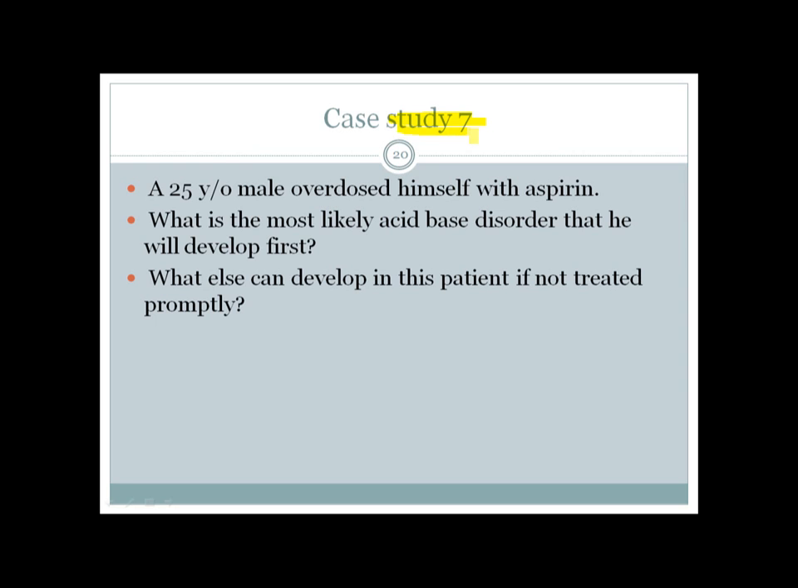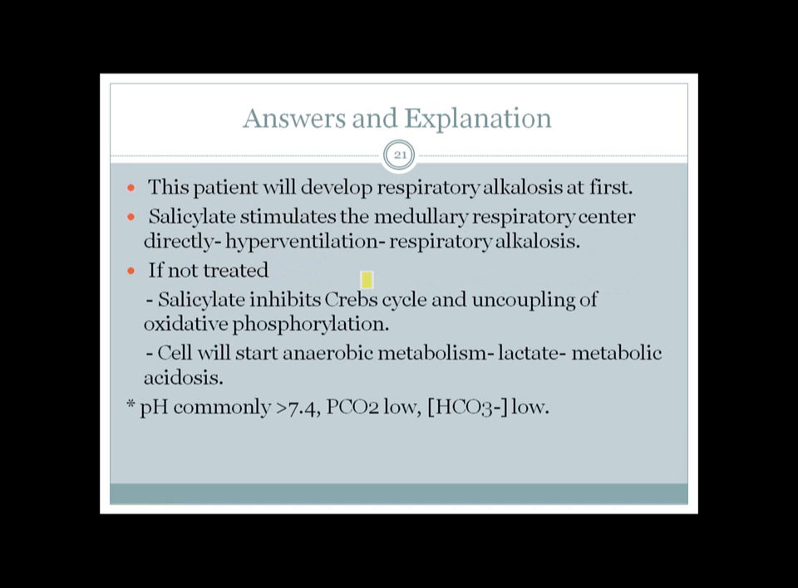Okay, so this is our last case, case 7. So this is the best case, I think. Here you have a 25-year-old male who has had an overdose of aspirin. Can you tell me what is the most likely acid-base disorder he will develop first? And if we don't treat him, what else can develop?